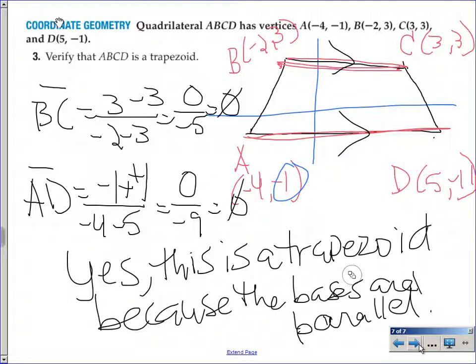Okay, so these are our last shapes in this section. So we're going to be reviewing on the block, reviewing on Friday, and getting ready for our Unit 6 assessment on Monday. I will see you soon.